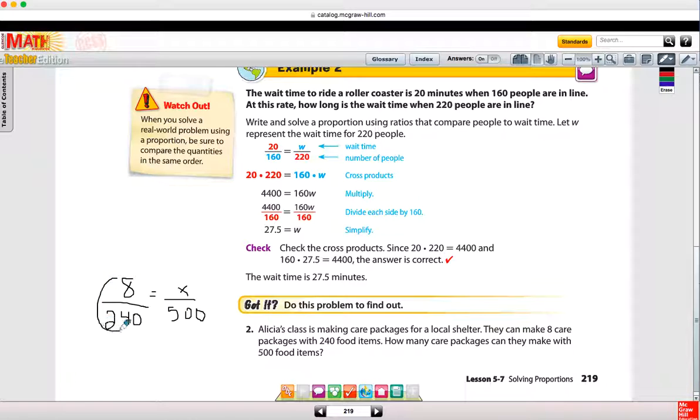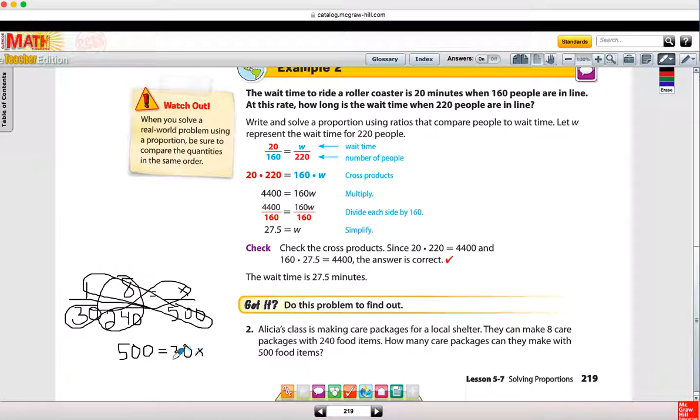We're just going to reduce 8 over 240 to mean one care package has 30 items. That is helpful sometimes when you are multiplying, and that just makes 1 times 500 versus 8 times 500. So again, it's a preference thing, and just knowing that there are a couple different ways to do the same problem here. So in this case, I'll use my 1/30th, my reduced fraction, and multiply cross products to get 1 times 500, which is 500, equals 30 times x, which is 30x.